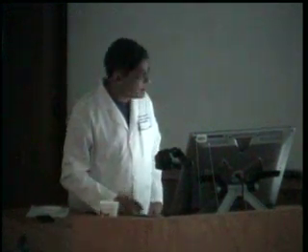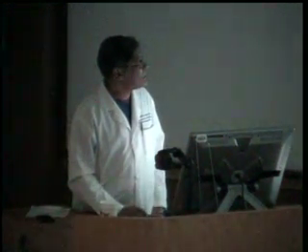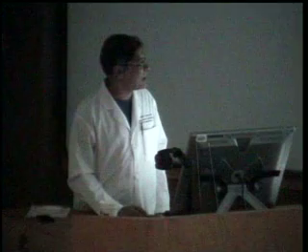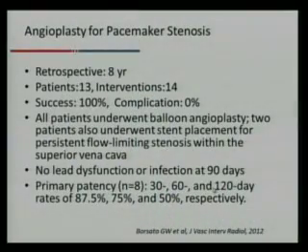Here you have 13 patients, 14 interventions, 100% success, and they went up to 120 days. That's 4 months, just 4 months, and they found like 50% patency. So most patients by 6 months, half the patients have re-stenosed, and a couple of patients had stents.